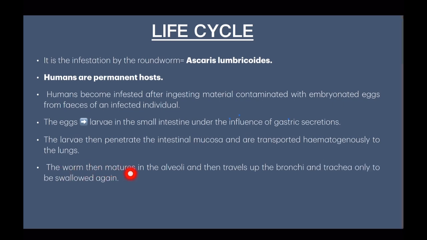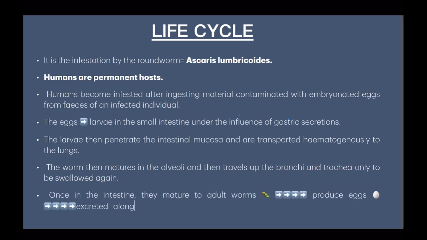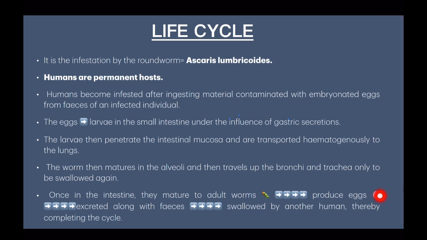The worm then matures in the alveoli and then travels up the bronchi and trachea only to be swallowed again. After swallowing, they reach the intestine. Once in the intestine, they mature to adult worms. These adult worms are now capable to produce eggs. These eggs are excreted along with the feces and then swallowed by another human, thereby completing the cycle.